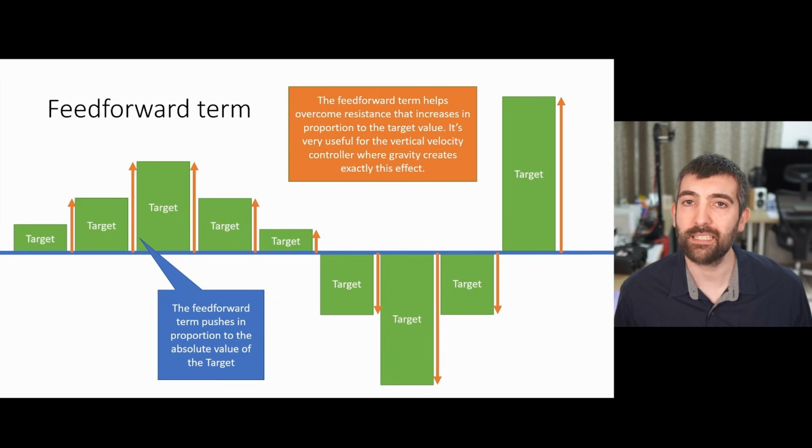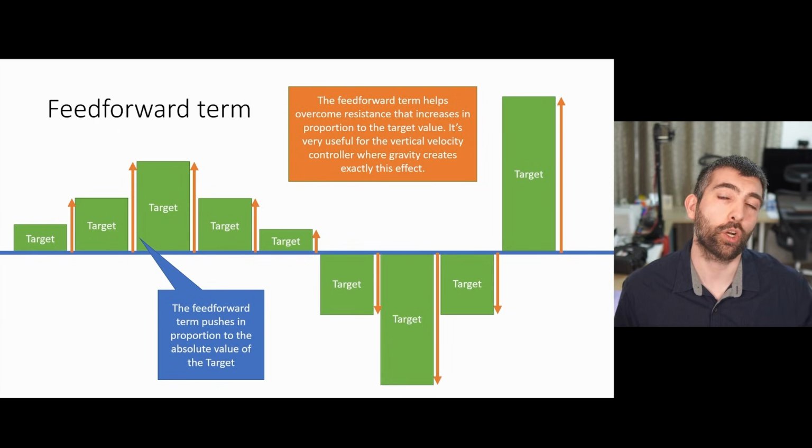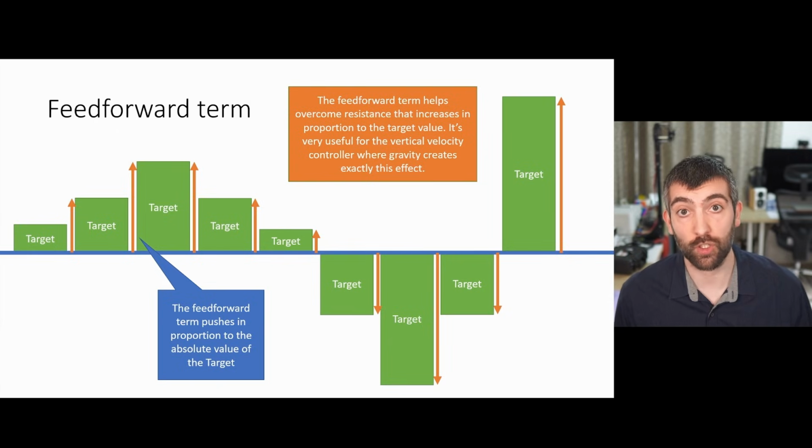There aren't that many situations where that's an important and useful capability to have, but one of them is in the vertical velocity controller. If you're trying to move upwards with a high vertical velocity, then gravity provides a resistance that increases in proportion to the vertical velocity that you're looking to achieve. So in this case, the feedforward term helps overcome that resistance, and it reduces the amount of work that the P term has to do. So you're not always going to need feedforward, but there are certain PID controllers where it can be very, very useful.